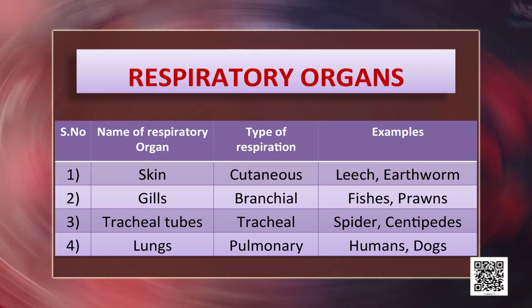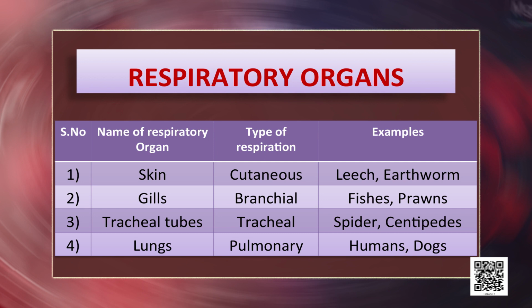Different organisms possess different respiratory organs. In case of leech and earthworm, the general body surface or skin helps in the process of gaseous exchange.